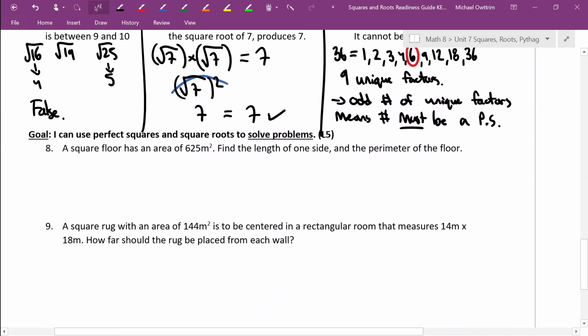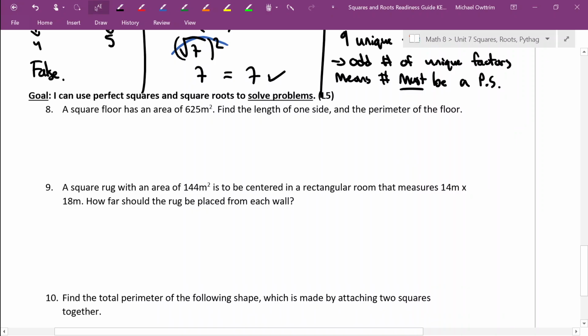It's kind of more of a niche definition of perfect squares, so I wouldn't worry too much about that one if you weren't sure about it. But it is one other way of checking if something's a perfect square.